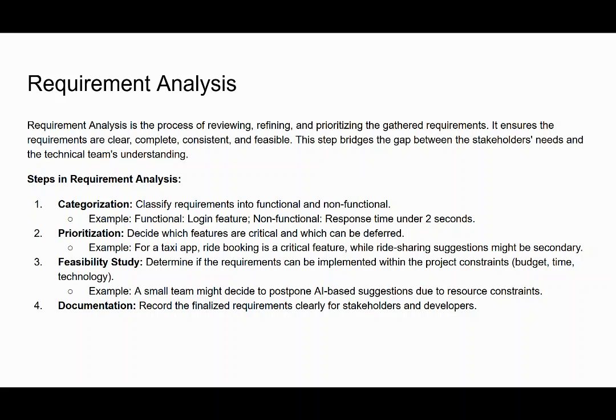Fine. So what is the second step? The second step in requirement analysis is prioritization. Prioritization decides which features are critical and which can be deferred. The critical, first-priority features are developed first, and the other things will be implemented later. For example, for a taxi app, ride booking is a critical feature, while ride sharing must be the secondary part.